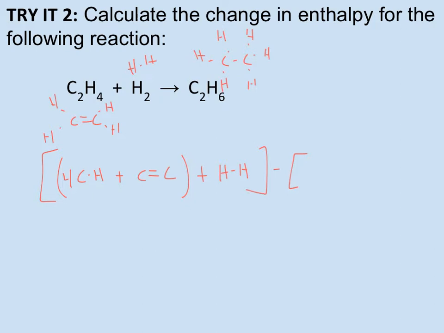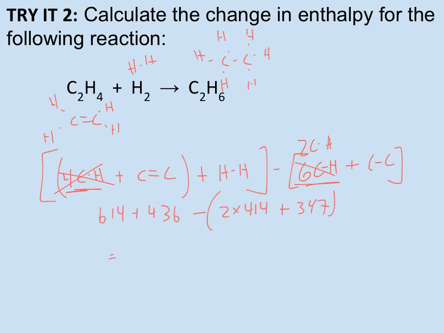So when I plug in, my carbon-carbon double bond has a value of 614, and then the hydrogen bond is 436, minus just the 2 CH bonds net that remain or get added, plus the carbon-carbon single bond, which is now only 347. And now I can go ahead and do my plug and chug, and I get a negative 125 kilojoules per mole.